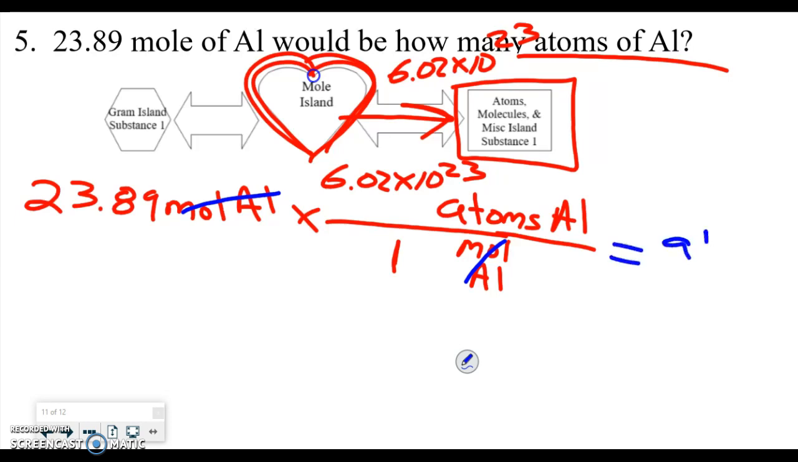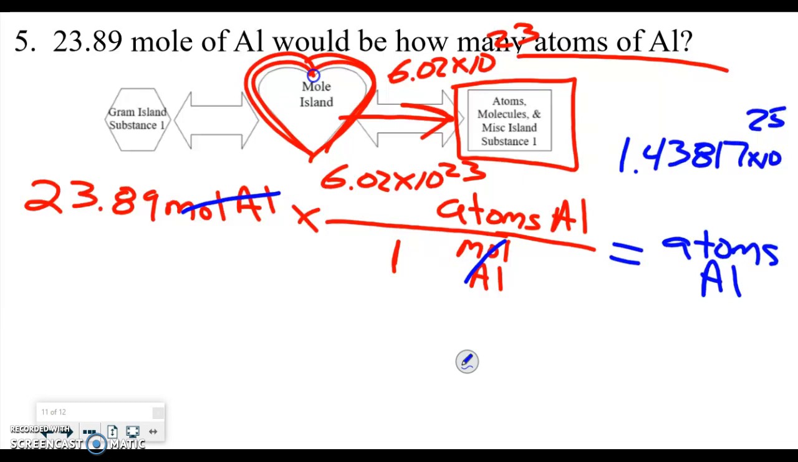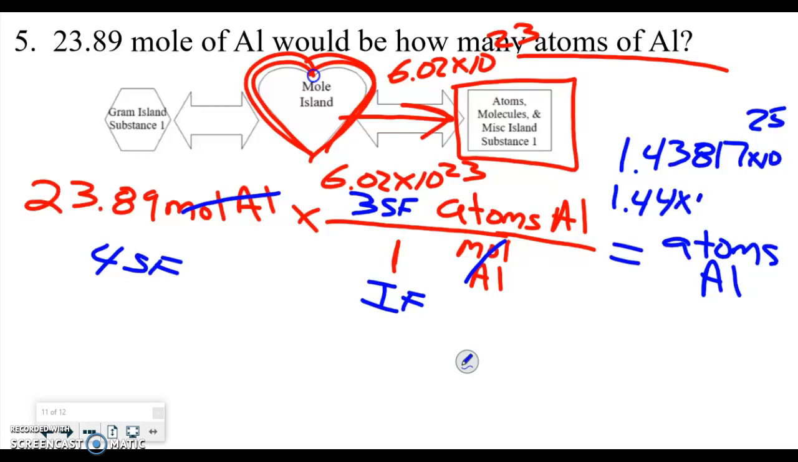We are left with atoms aluminum, and our calculator answer is 1.43817 times 10 to the 25th. And sig fig wise, here we have 4 sig figs, here we have infinite, and here we have 3 sig figs. So our answer should only have 3 sig figs. So 1.44 times 10 to the 25th atoms of aluminum.